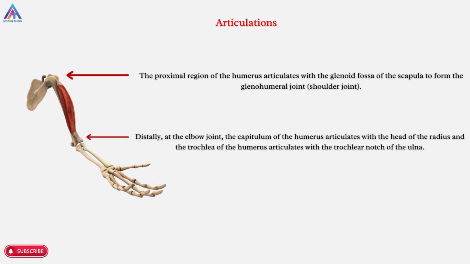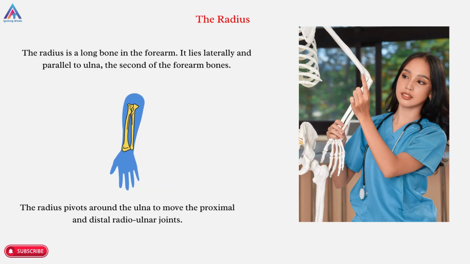The distal part of the humerus makes up the elbow joint, where the capitulum of the humerus connects with the head of the radius and the trochlea of the humerus connects with the trochlear notch of the ulna. The radius is a bone in the forearm that runs parallel to the ulna. It rotates around the ulna, allowing for movement in the radial joints.